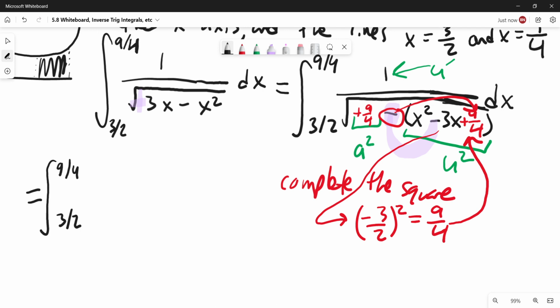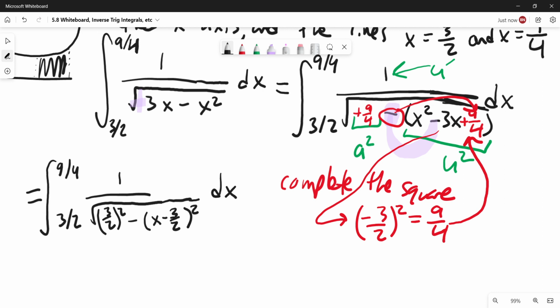All right, so we have just a 1 up top for now. Square root, again, we're going to write this as a squared. 9/4 written as something squared is 3/2 squared, minus, we want a binomial squared here. Our binomial is x minus 3/2 because half of the middle term squared, dx. So that's just rewriting what we just had.